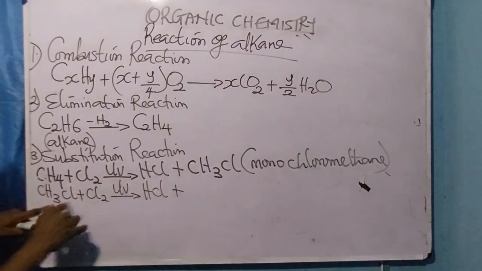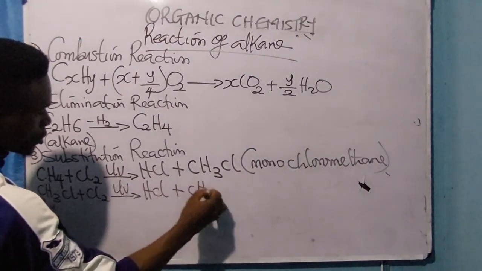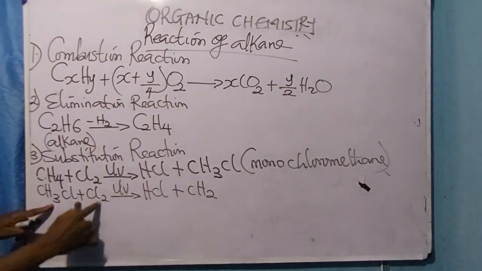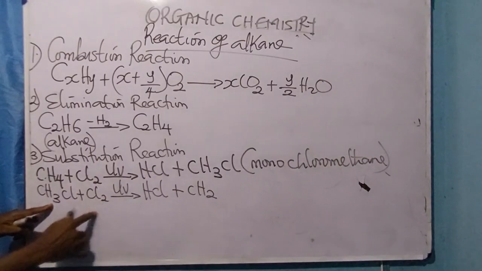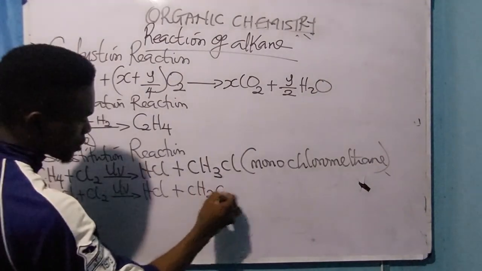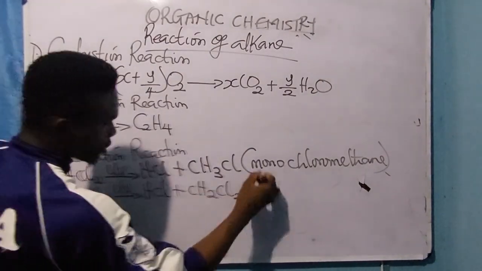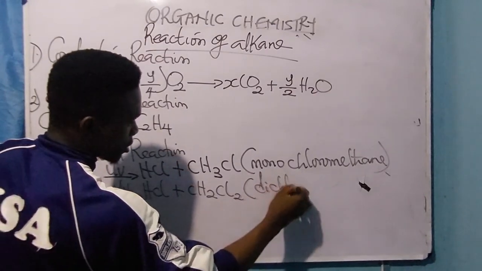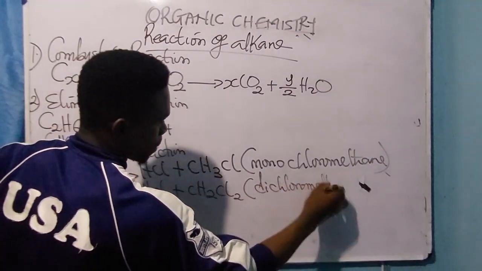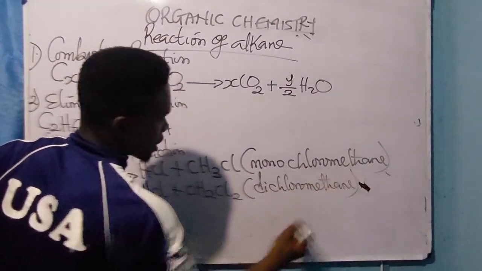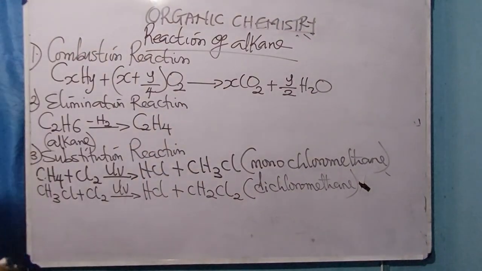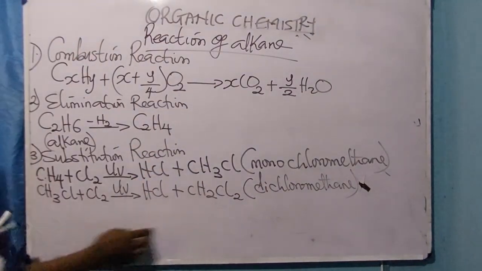I've taken one H from here, so I'm left with what? CH2. And I've taken one Cl, add it to this, becomes what? Cl2. This is what? A dichloromethane. And it is used as what? Solvent. It is used as what? Solvent.